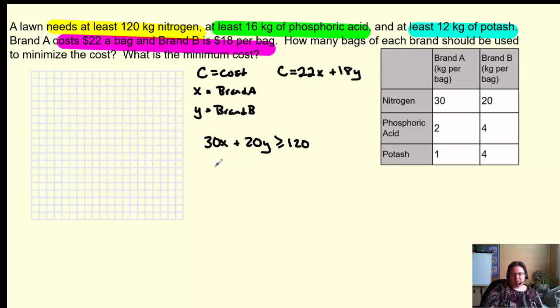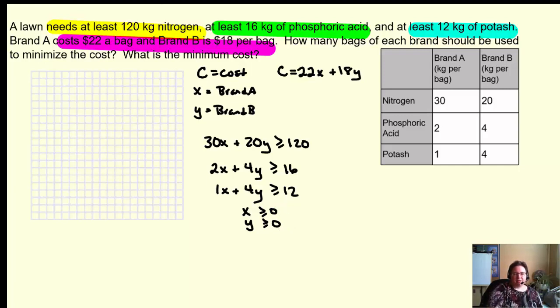Phosphoric acid, same idea. 2 from brand A, 4 from brand B, at least, so it needs to be greater than or equal to 16. And the potash, 1 from X, 4 from Y, at least, so it must be greater than or equal to 12. And we also know that X and Y have to be greater than or equal to 0 because it doesn't make sense to have a negative number of kilograms. So we go for our X and Y intercepts now.